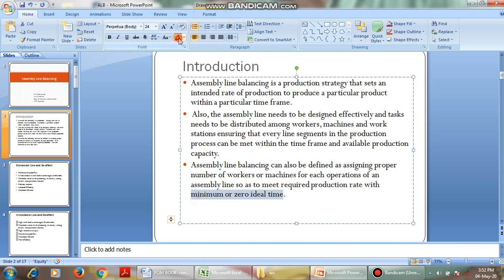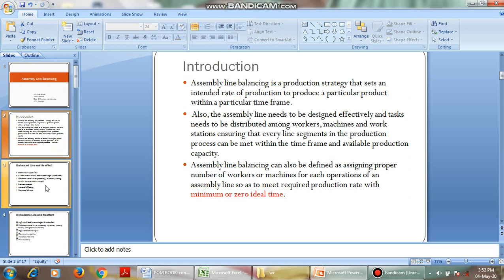What is idle time? Idle time is nothing but the time gap between activity A and activity B. See, activity A is completed in 5 days and activity B is completed in 6 days. A particular product has to move from A to B. There should be no time waste. Idle means waste of time. There should be minimum time waste, or zero idle time. That is, no wastage of timing.